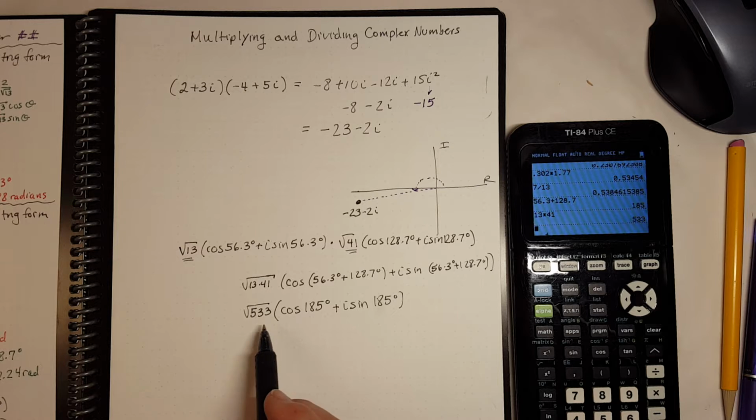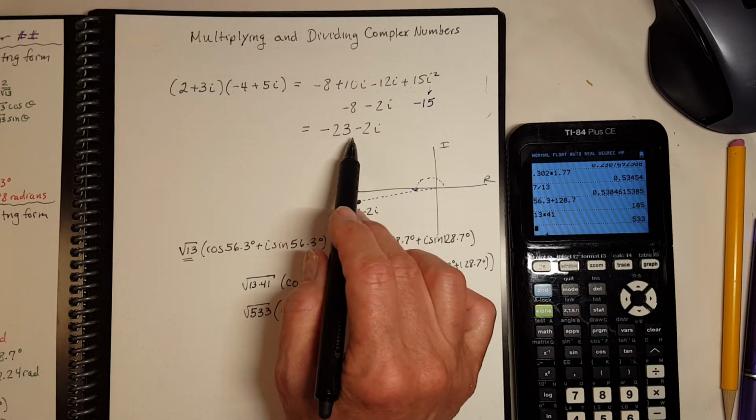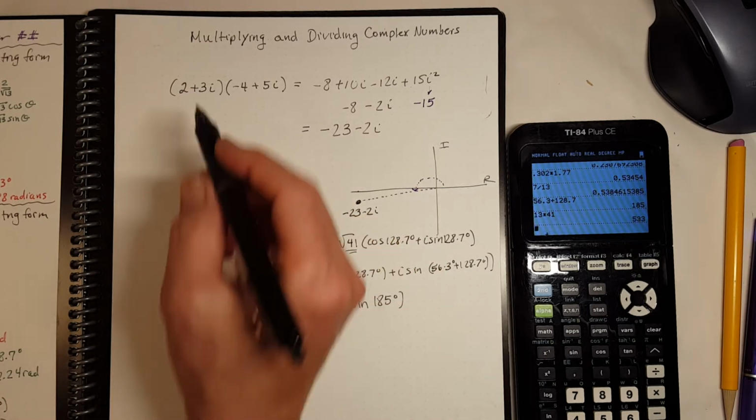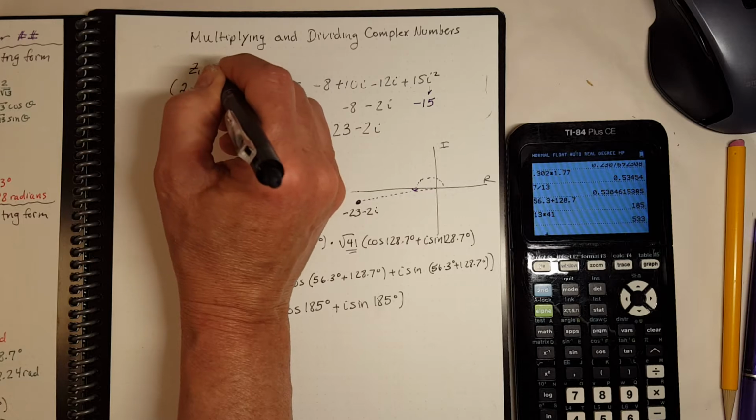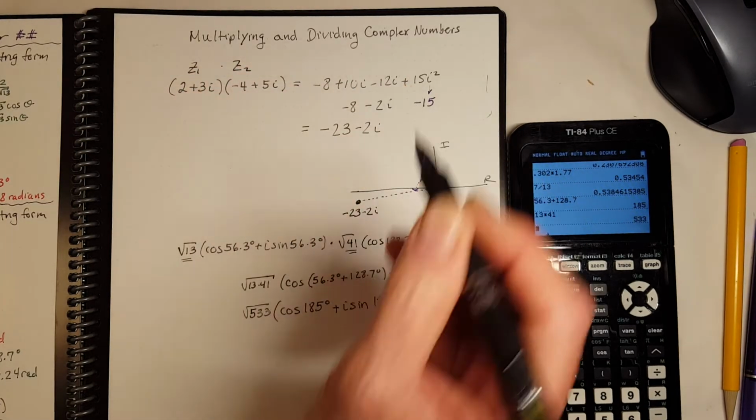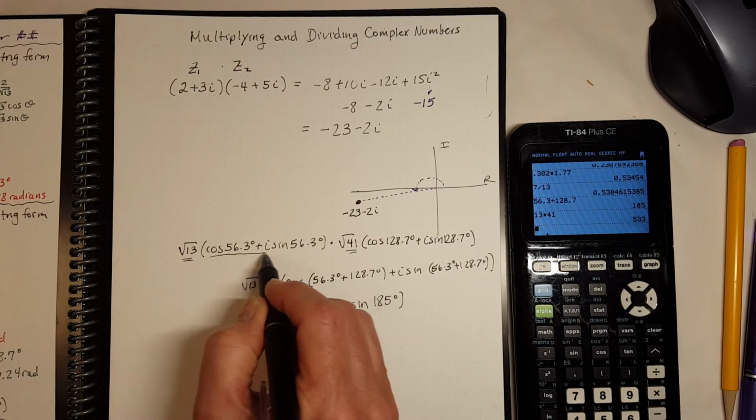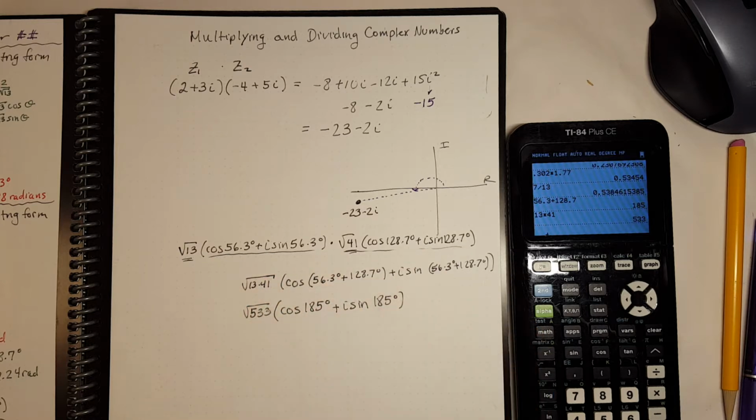Now let's just confirm that this is equal to that. Is this product the same as this product? Because they have to be, because I multiplied the same two numbers. This was what we called Z1, and I multiplied it by Z2. And down here, this was Z1, and this was Z2. So it should come out the same.